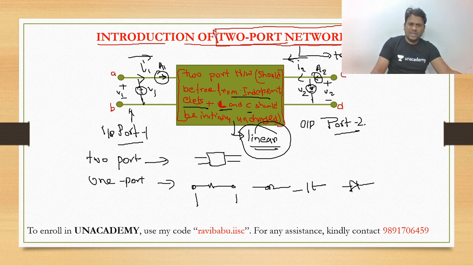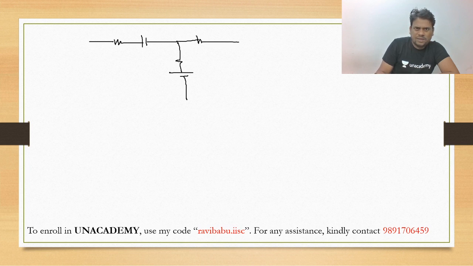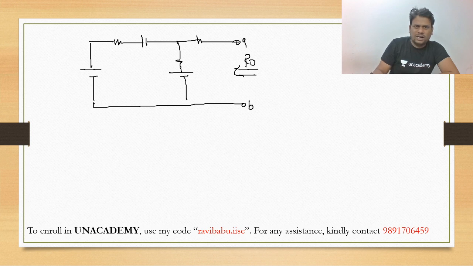Now see dear, it is our linear 2-port network, and in a linear 2-port network, nothing is present like independent sources and initial charge on inductor, capacitor. Now my question is, let us assume we have one network in this fashion, and we want to calculate R naught across the terminals A and B.